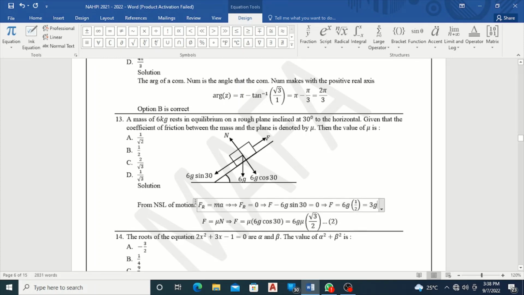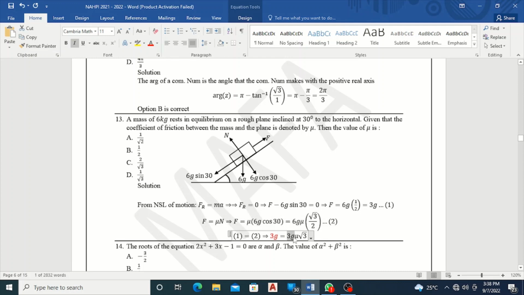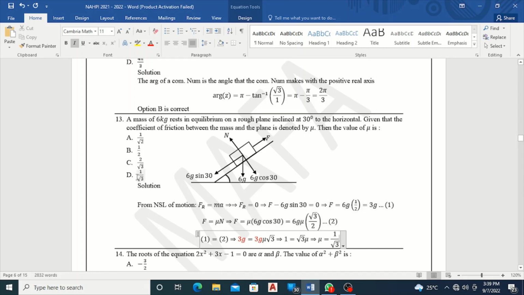And then here I call this equation 1. Now equation 1 is the same as equation 2 because it's a frictional force. So equation 1 equals equation 2. What does it mean? It means that our 3g is equal to, here we have 6 divided by 2 gives us 3, so 3g mu times the square root of 3. So we see 3g on the left-hand side, I will put it in red, and 3g on the right-hand side, I'm also going to put it in red. They cancel off. So it means that 1 is equal to the square root of 3 times mu. So what's the value of mu? We divide both sides by the square root of 3. So our mu is equal to 1 divided by the square root of 3. Alright, so option D. Perfect. Option D is correct.